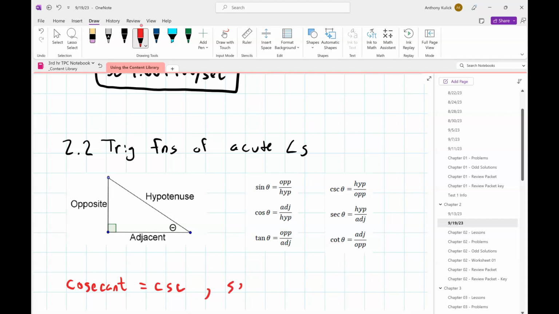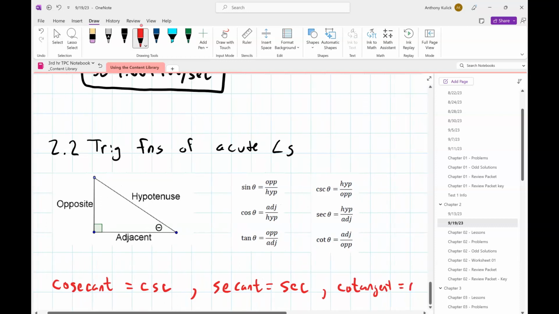We're going to have secant, which is the reciprocal of cosine, hypotenuse over adjacent. And then we'll have cotangent, which is the reciprocal of tangent, adjacent over opposite.